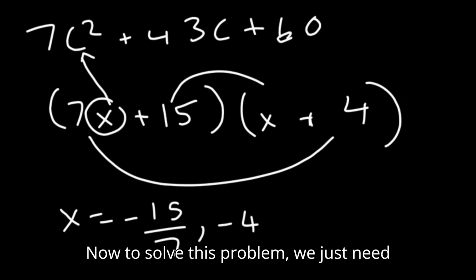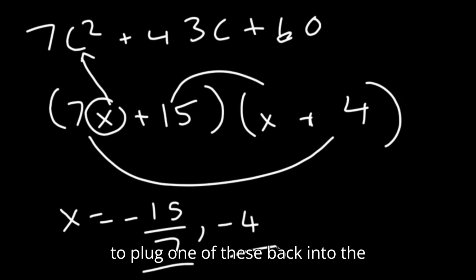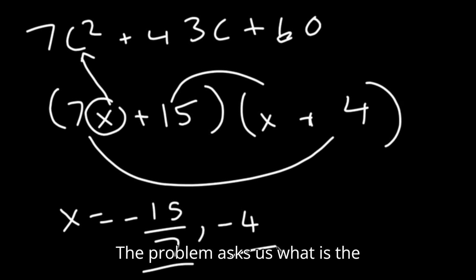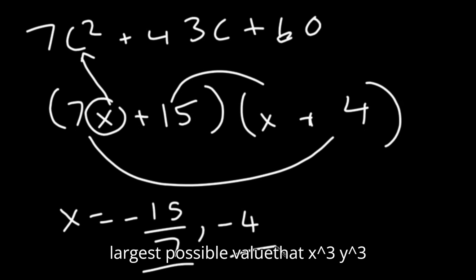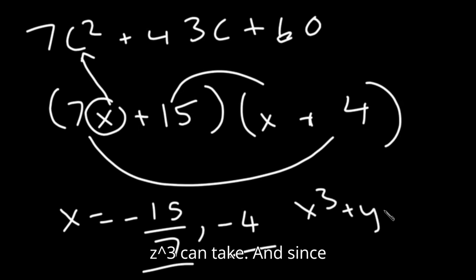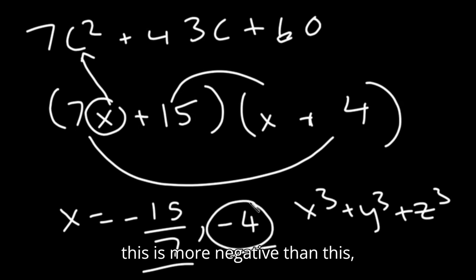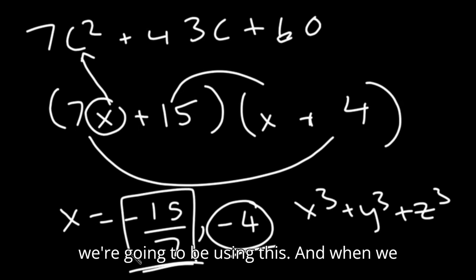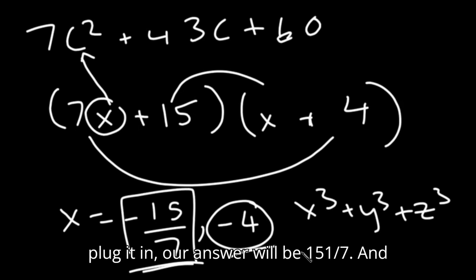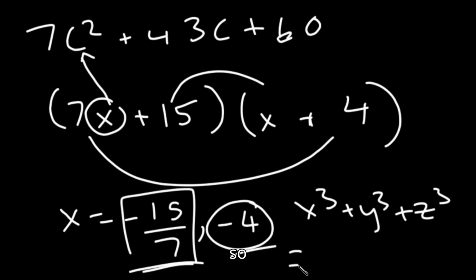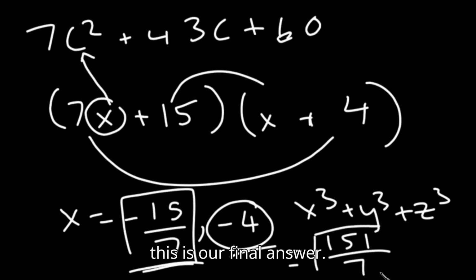Now to solve this problem, we just need to plug one of these back into the equation. The problem asks us what is the largest possible value that x cubed plus y cubed plus z cubed can take. And since this is more negative than this, we're going to be using this. And when we plug it in, our answer will be 151 over 7. And so this is our final answer.